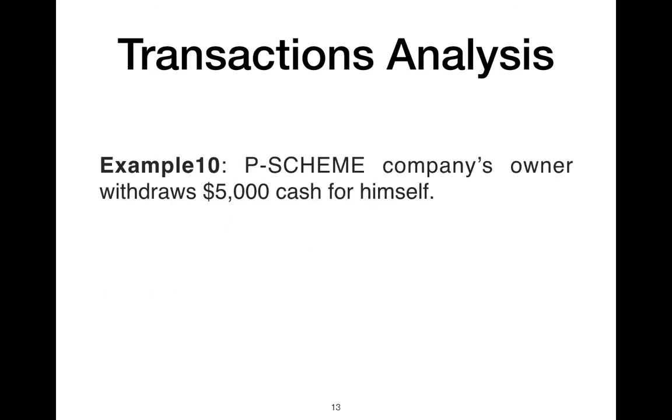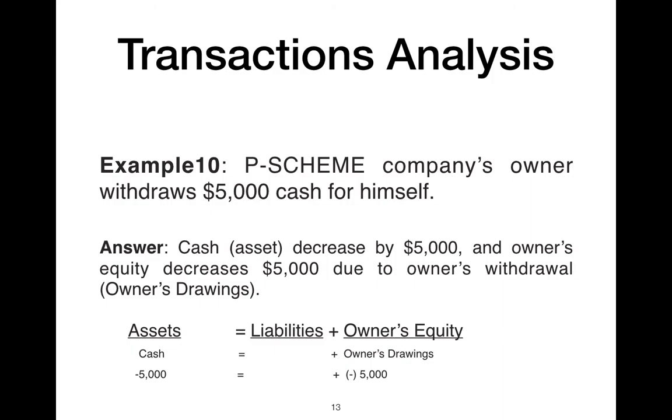In example 10, the owner of the company withdrew an amount of 5,000 US dollars for his personal use. So that means there is a decrease in cash by 5,000 US dollars, and also a decrease in owner's equity by the same amount.